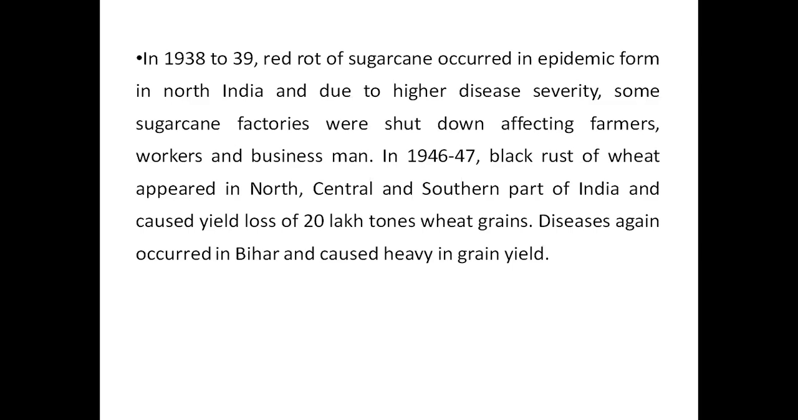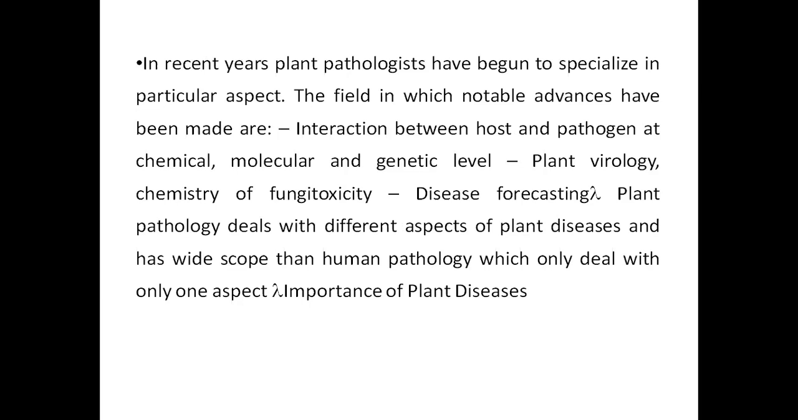Similarly, wheat rust appeared in epidemic form in different years, right from 1946-47. The black rust of wheat appeared in the north, central, and southern parts of India, and it caused a loss of up to 20 lakh tons of wheat grains. Then again, the disease became epidemic in Bihar and caused heavy losses. So we can quote several examples.